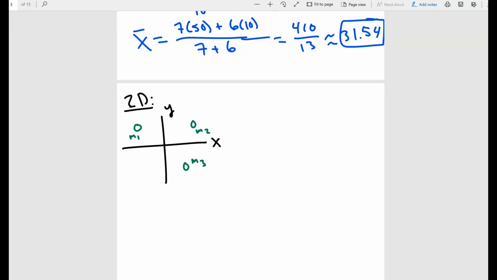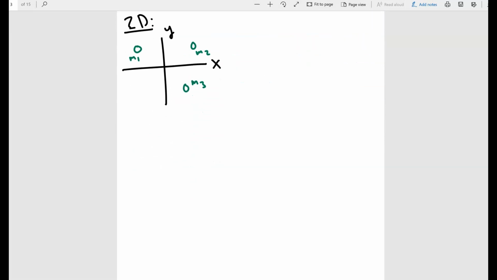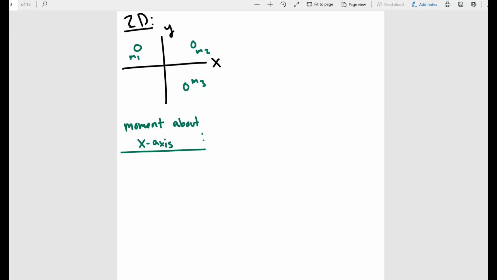So for this type, we have something called moments. I'm going to call this the moment about the x-axis. Okay, so here's the first type of moment, and we're going to call it m sub x. M just means moment, x just means about the x-axis. It's just the sum of the masses with the y's, whatever the y component is. So you're basically thinking about what exactly is the moment away from the x-axis.